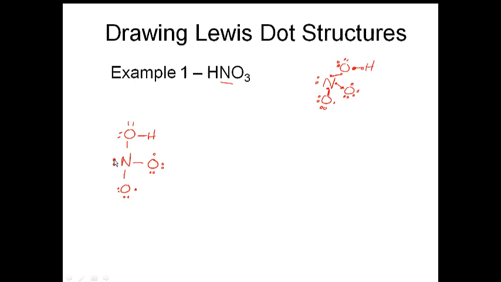We can't pair up this electron on the nitrogen and this electron on the oxygen, because that would give the nitrogen 10 valence electrons, which violates the octet rule, and nitrogen cannot form an expanded octet. So how am I going to handle this? Well, let's do this. Let's pick this electron up from the oxygen and let's give it to this oxygen.